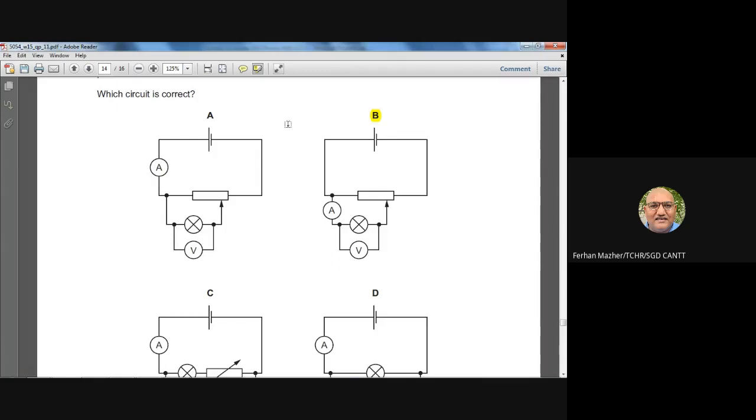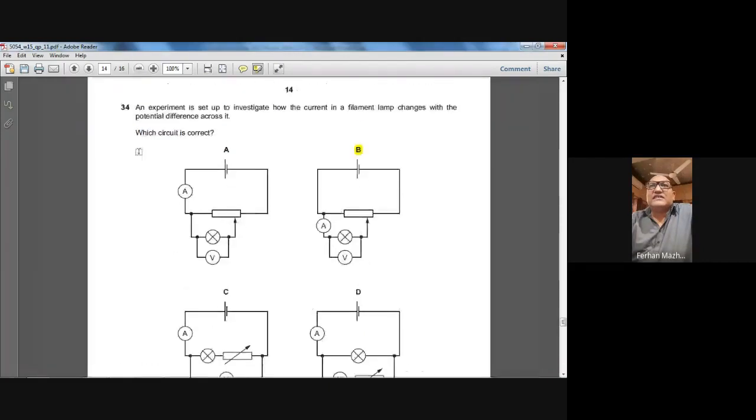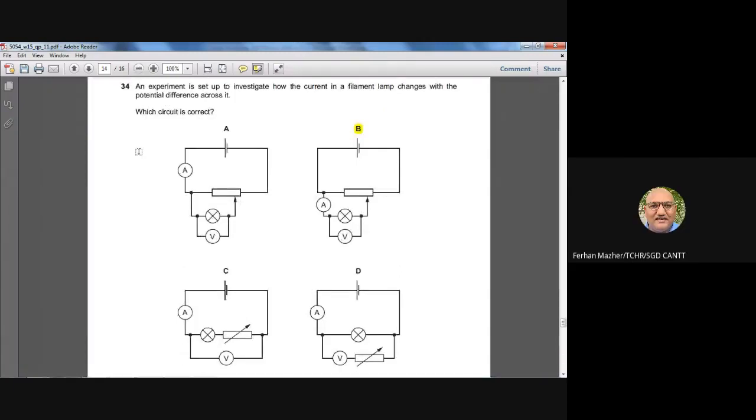And here he has used a variable resistor. By moving this sliding contact to the left or to the right, you can change the resistance of this variable resistor. So B is the best option for question number 34. The marking scheme also says B.